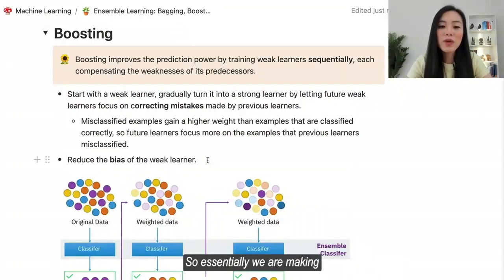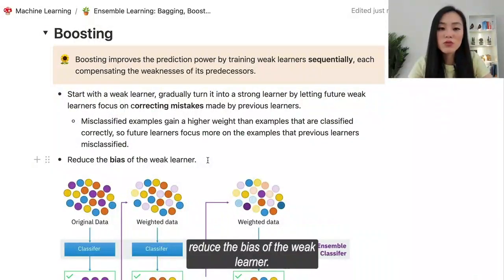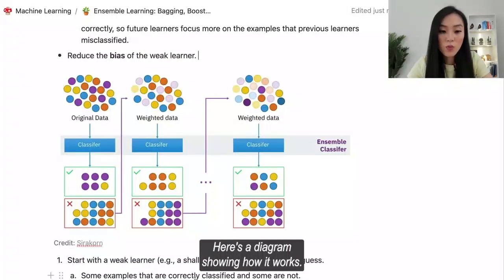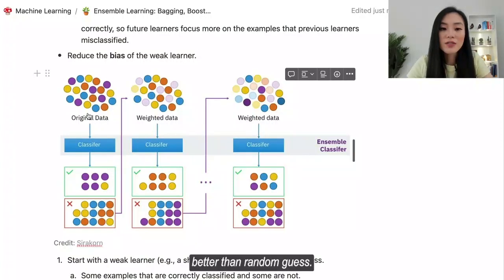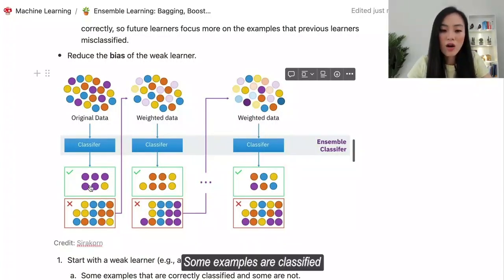So future learners focus more on examples that previous learners misclassified. So essentially, we are making the weak learner more complicated, and this process will help reduce the bias of the weak learner. Here's a diagram showing how it works. Boosting starts with a weak learner, better than random guess. You can see that in the first iteration, some examples are classified correctly and some are not.